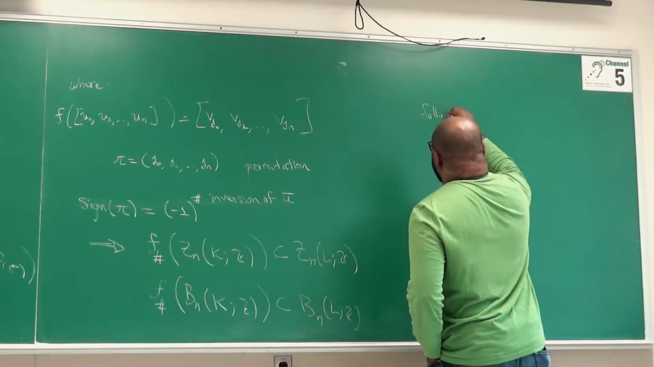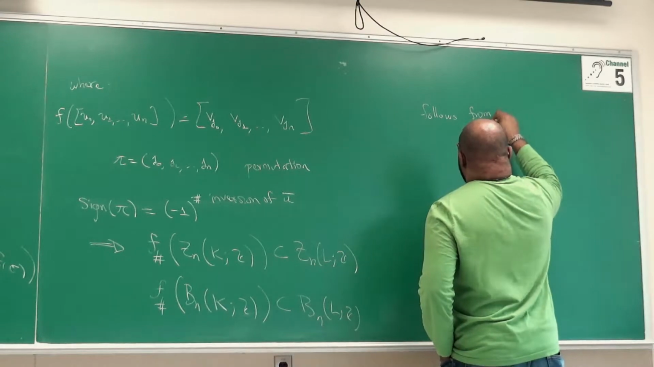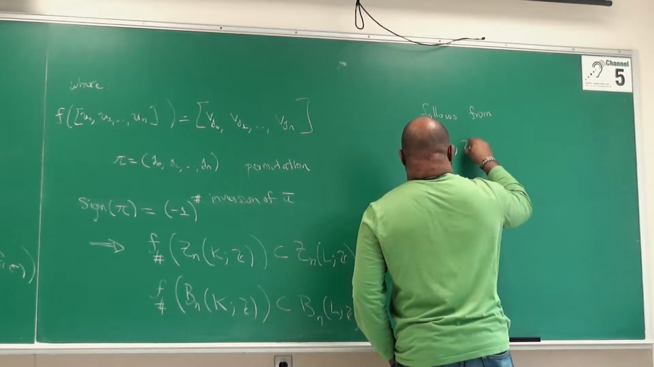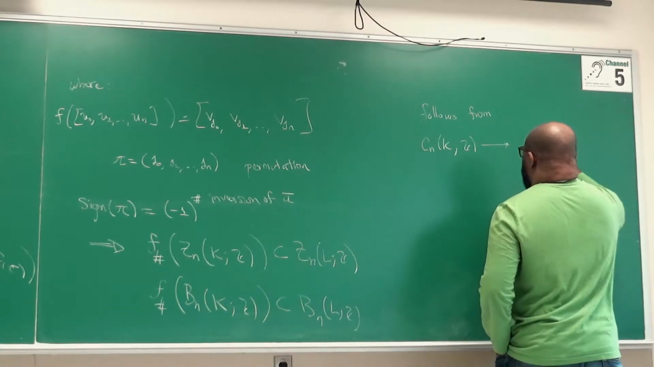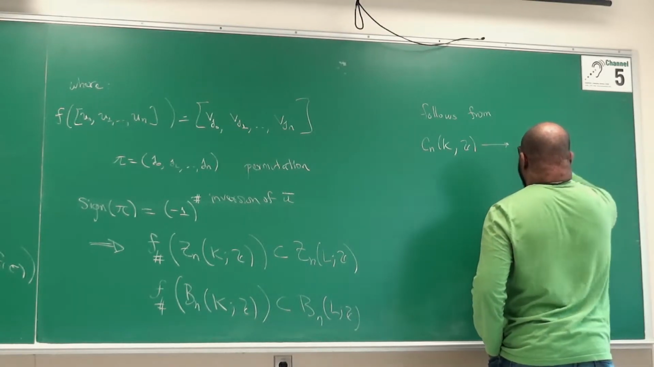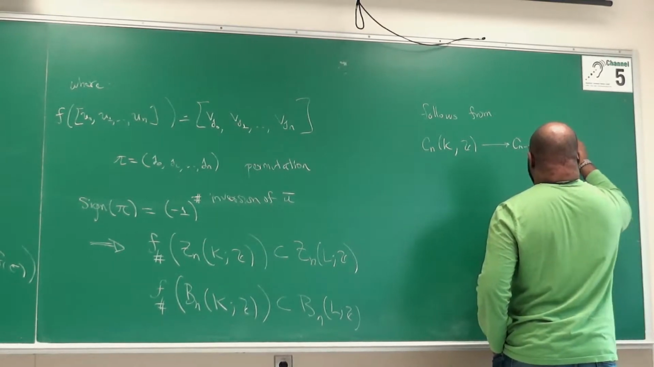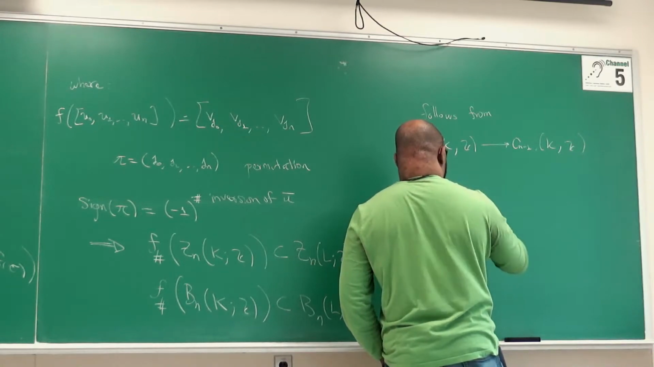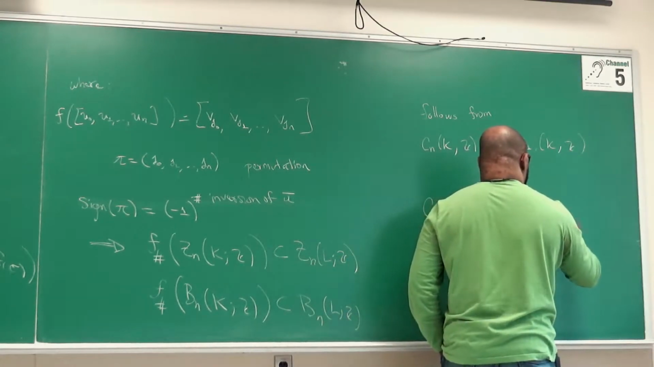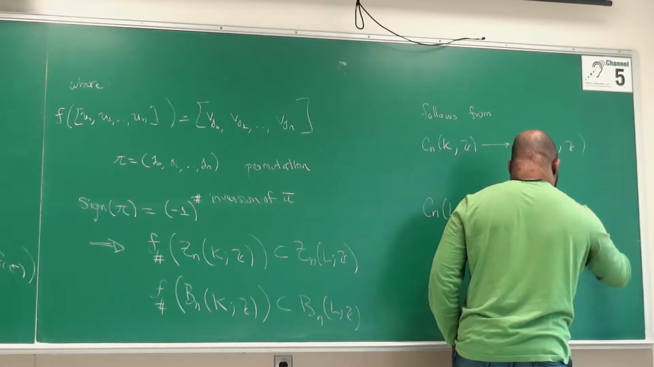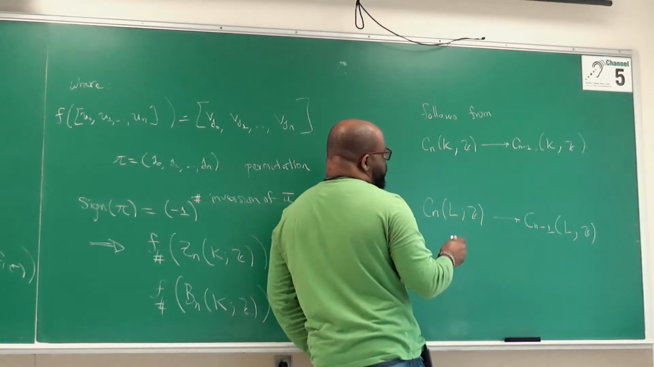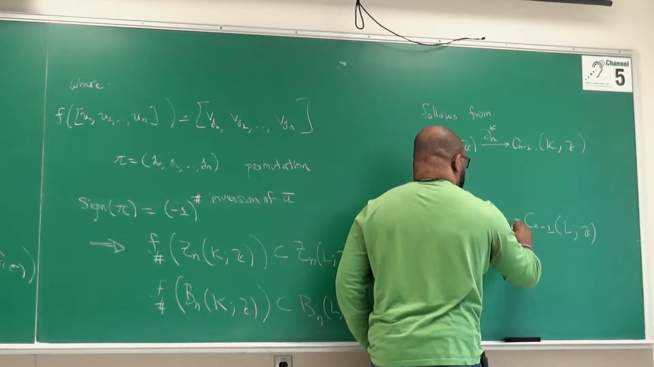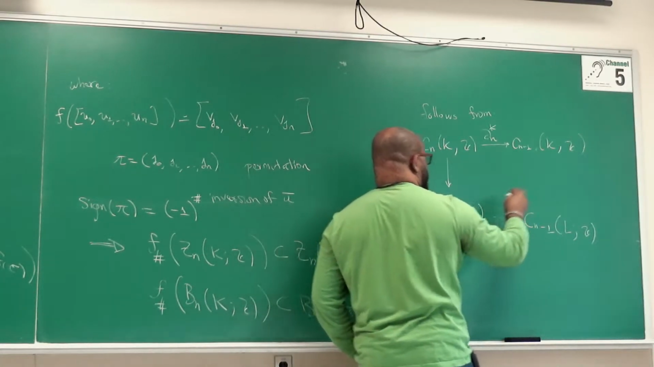This follows by the following fact, that if you look at n minus 1 here, there are two things you can do. You can take boundaries, or you can look at the sharps.